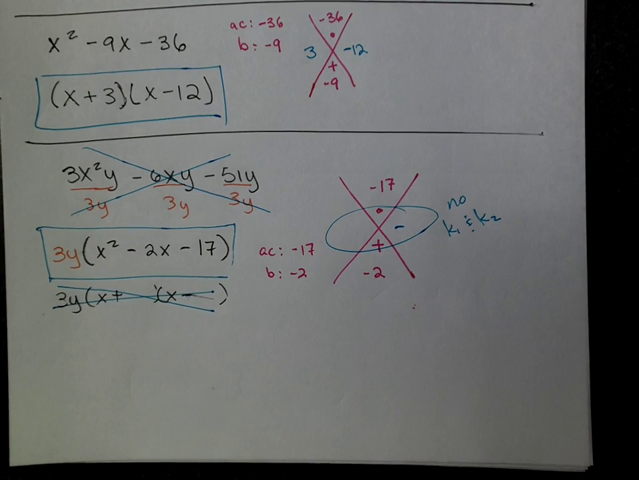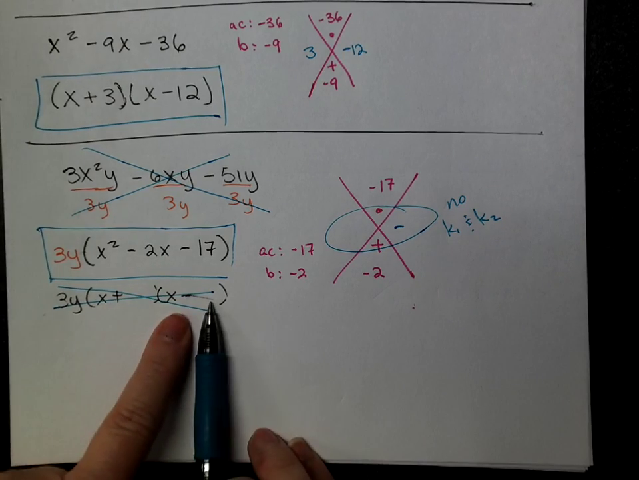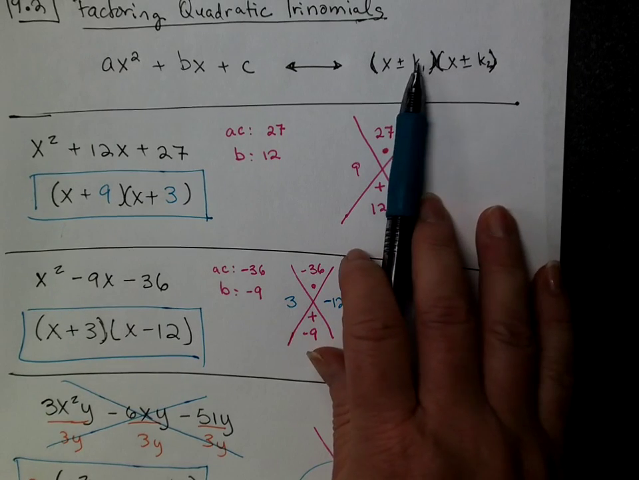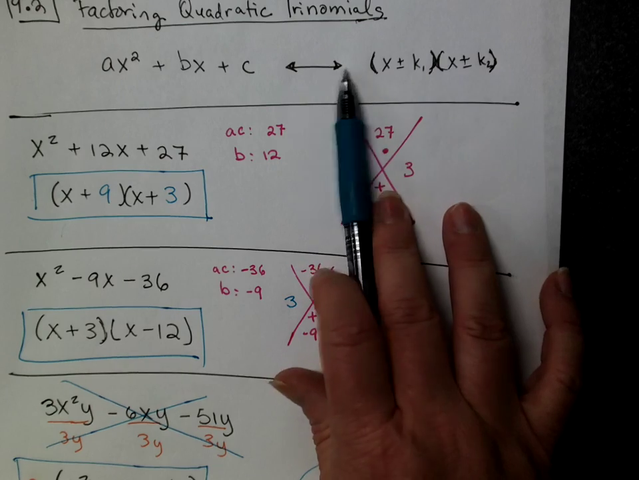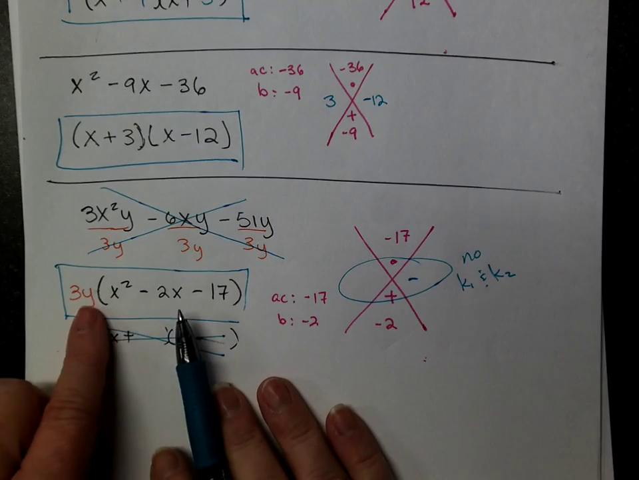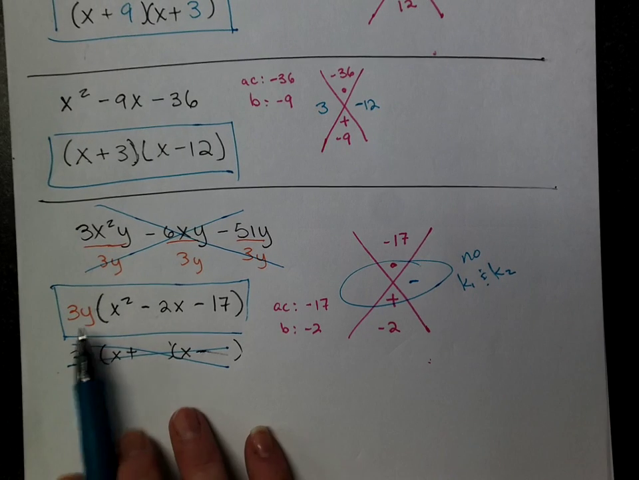This means 3y times this chunk. This is 2 factors. Now, if we had been able to factor this, we would have had 1, 2, 3 factors. You're always going to have 2 factors if it's factorable: a binomial times a binomial. And if you pulled out a GCF, then you'll have 3 factors: a GCF times a binomial times a binomial. So you ended up with 2 factors because you had a GCF, but the trinomial left behind was not factorable.